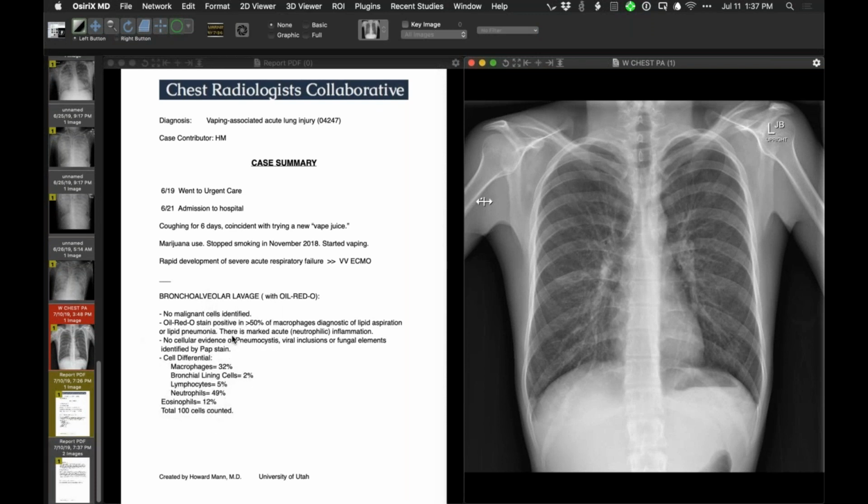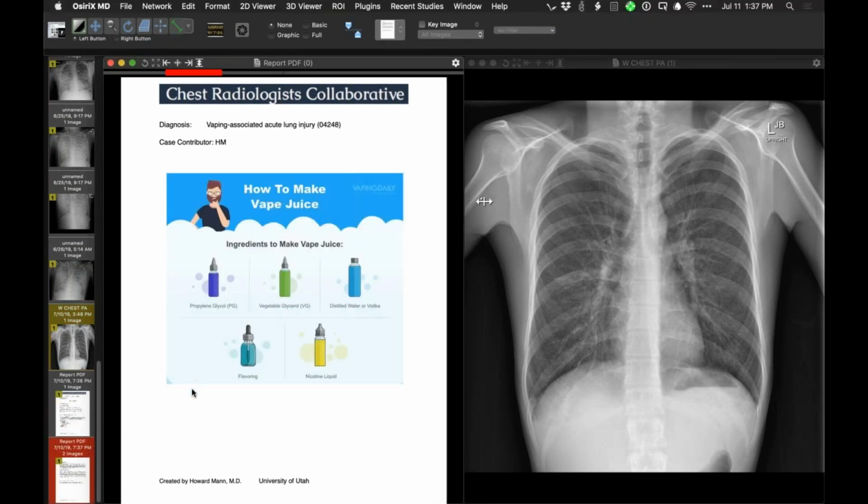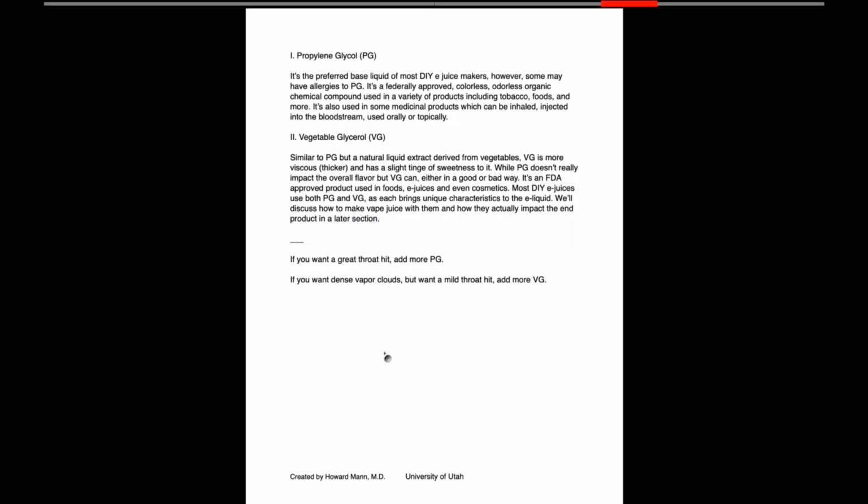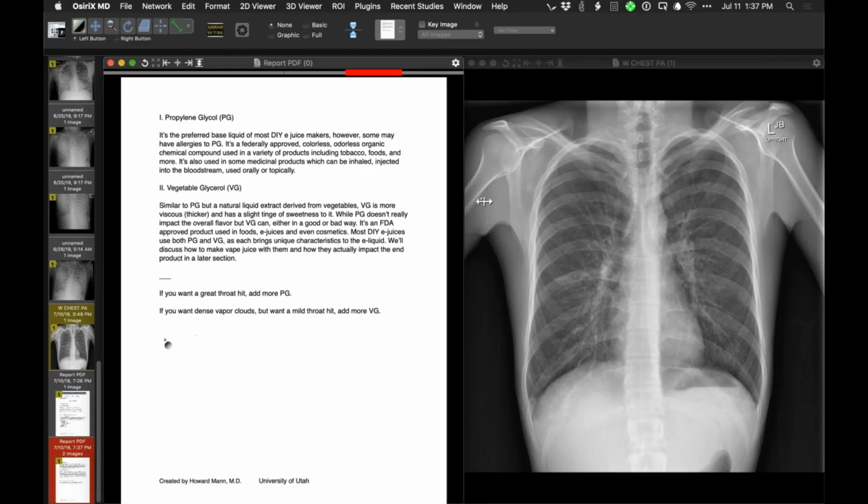So then part of the question is, where does the fat come from? Here's the recipe for making your vape juice. It turns out that you can combine these things to make vape juice. So you need this, or this, and this, and the flavoring and the nicotine. And the fat, presumably, that they find in the macrophages is the vegetable glycerol. You can see that people use different amounts of these two items in particular. And if you want a dense vapor cloud, you can add more of the glycerol. But I presume it's the glycerol that ends up in the macrophages.